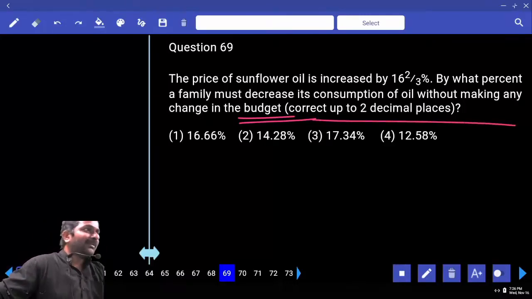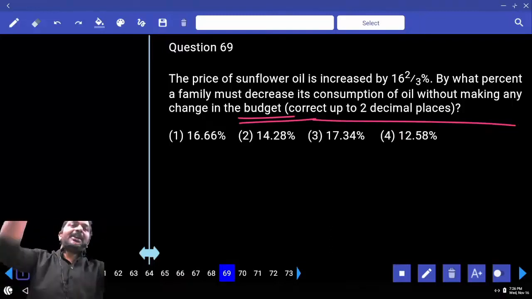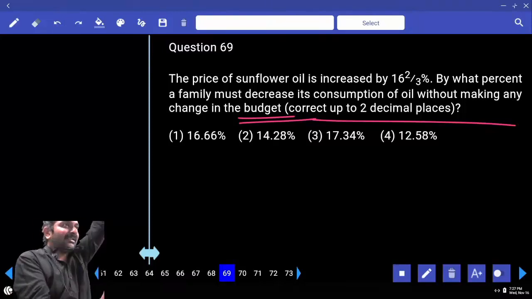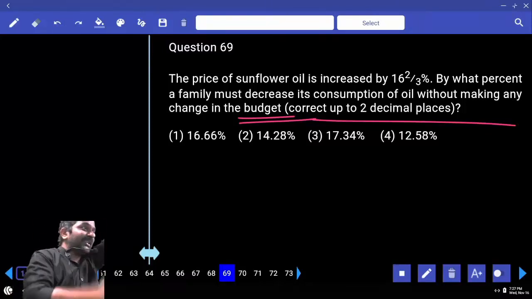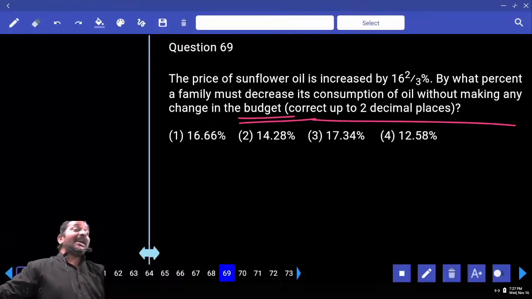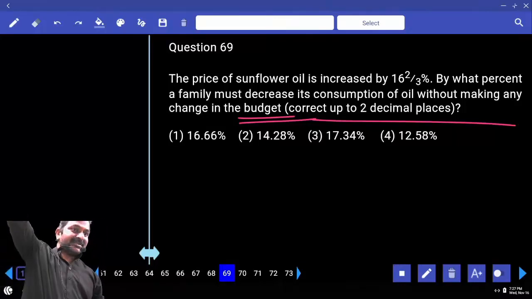Take your own example. Every day you have 100 rupees and you can purchase food items for 100 rupees. If price increases from yesterday to today, will you get more quantity or less quantity? If price increases, you will get less quantity. That means you need to reduce your consumption. Then only expenditure becomes constant. If you eat as much quantity as you ate yesterday, your expenditure will increase.